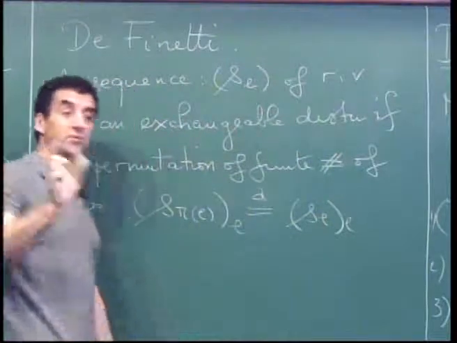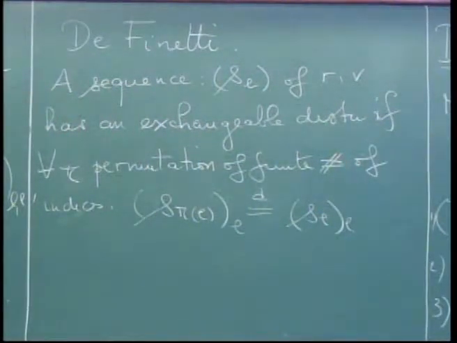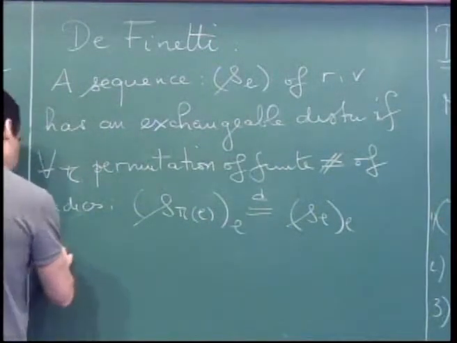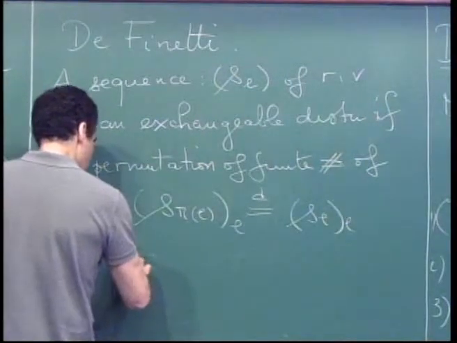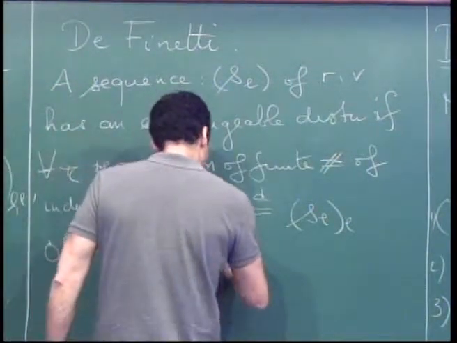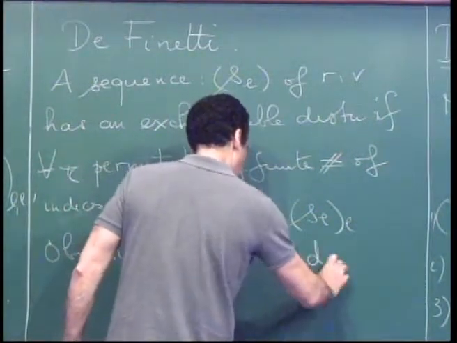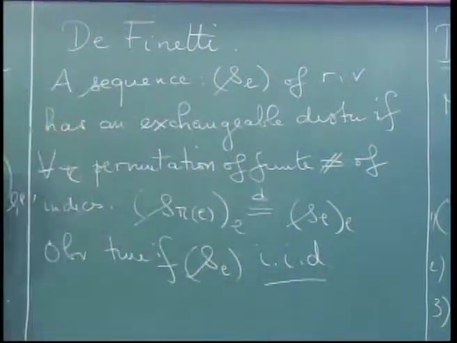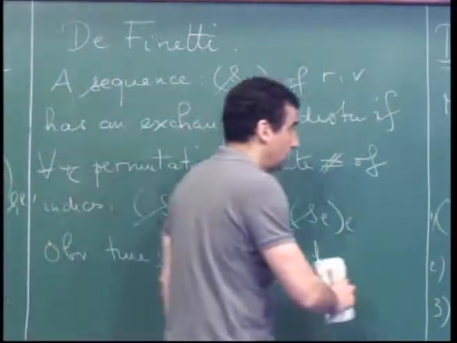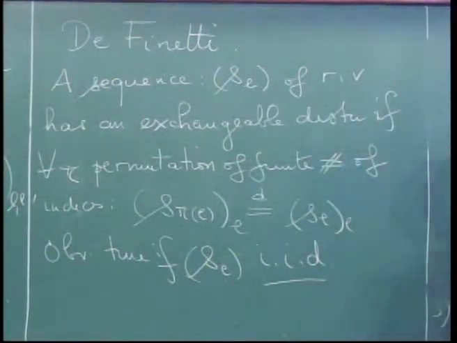Okay, that's exchangeable. If you change the labeling of the variables for a finite number of them, you don't change the distribution. Obviously, this is true if the S_L are IID. All right? And the theorem of de Finetti says any exchangeable sequence is a mixture of IID.